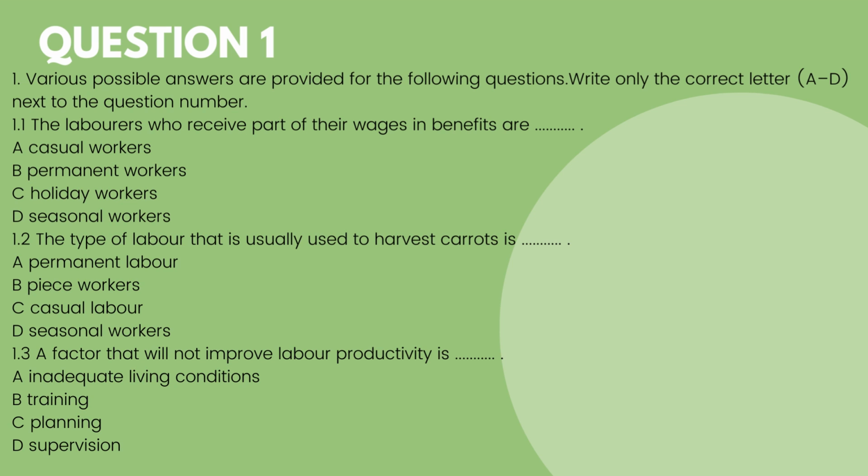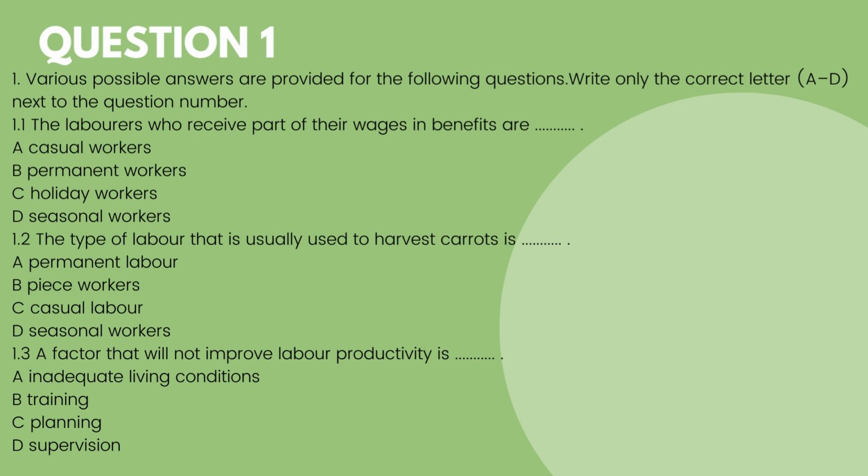And then, the type of labor that is usually used to harvest carrots is: A, permanent labor; B, piece workers; C, casual labor; D, seasonal workers. What is the correct answer? The correct answer there is D. Seasonal workers are the ones that are used during peak periods.